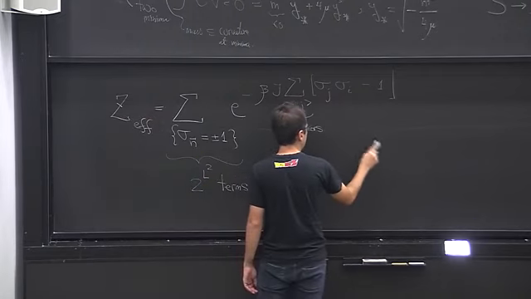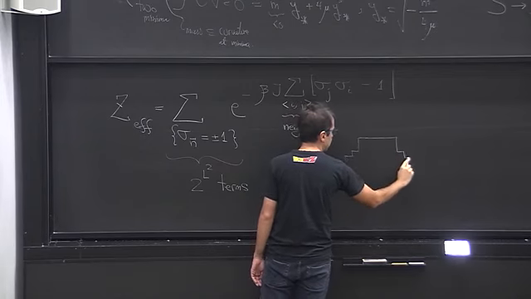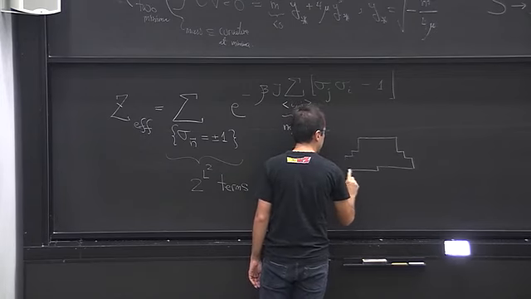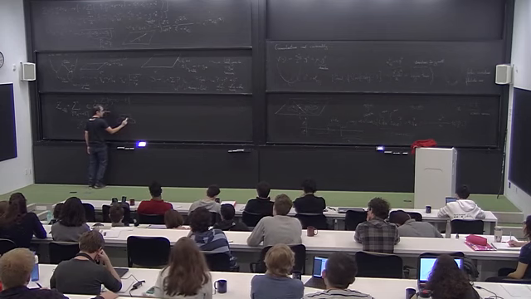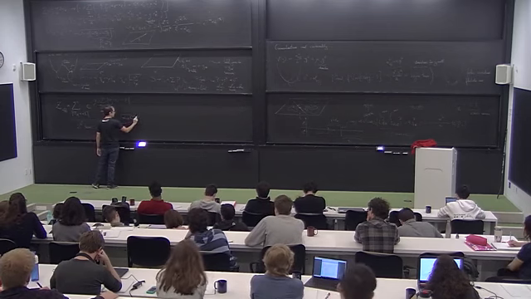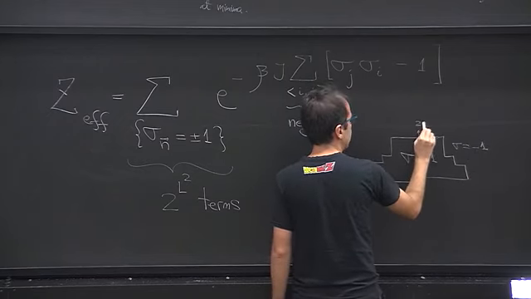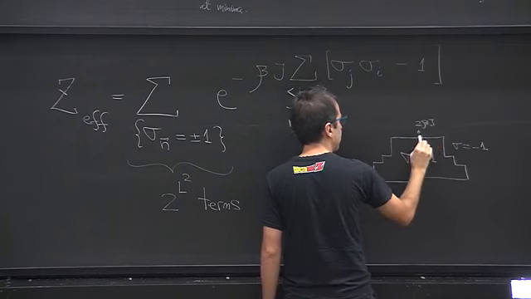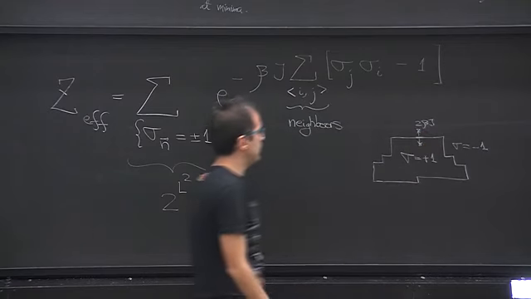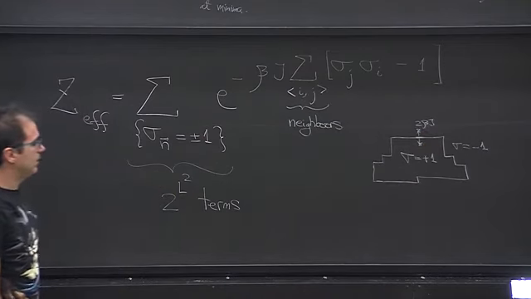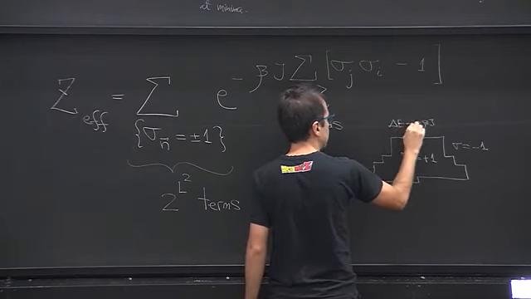I'm now summing over just configurations, and I am saying that in my lattice, I have some region where sigma is equal to plus 1, and some region where sigma is equal to minus 1. And the energy cost for each link that separates these regions is 2 beta J. So this would be the energy cost at each of the links.